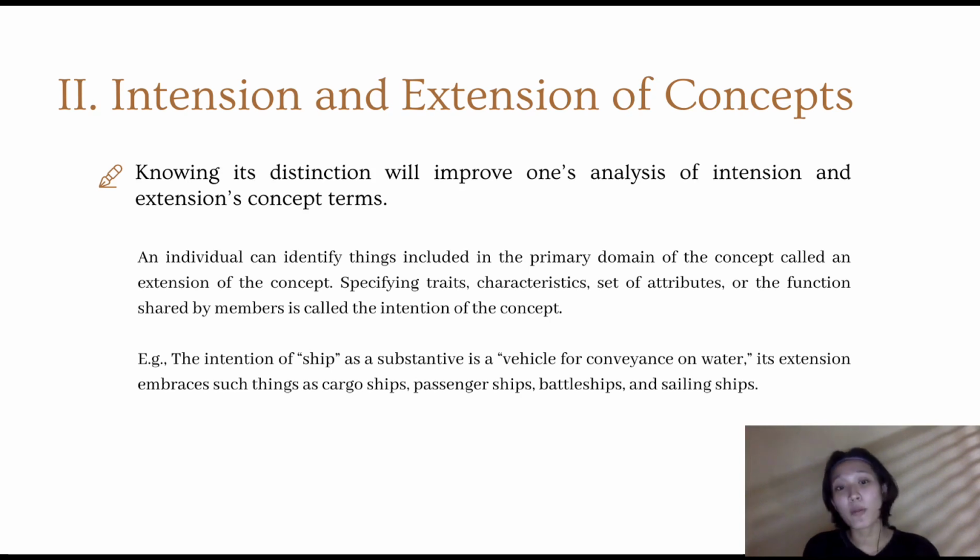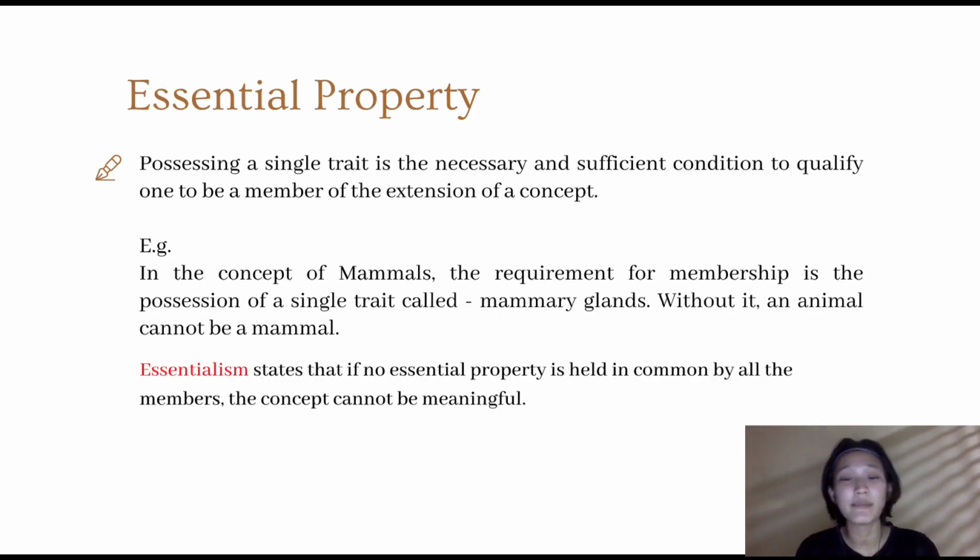An essential property is when the intension becomes very precise and clearly defined. It means that the possession of a single trait is the necessary and sufficient condition to qualify one to be a member of the extension of a concept. An example, according to the module, is the concept of mammals. The requirement for membership is the possession of a single trait called mammary glands, and without it, an animal cannot be a mammal. Essentialism states that if there is no essential property held in common by all the members, then the concept cannot be meaningful.